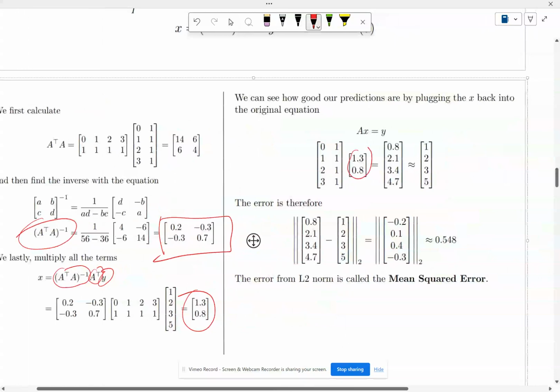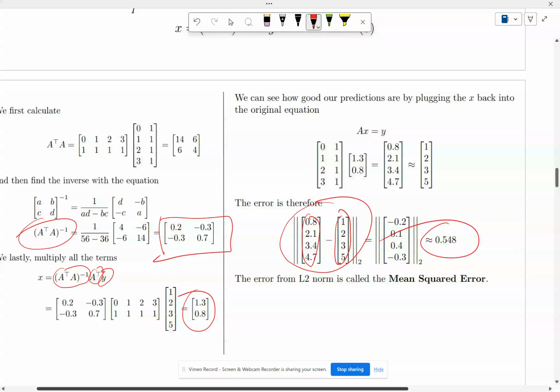Okay, now we plug it back in, 1.3, 0.8, and see how well it did. It did not bad. It's pretty close. 0.8 is an approximation of 1. 2.1, an approximation of 2, 3.4, and 4.7. It's not bad. So this is our prediction. And what we could do is take our prediction and subtract the result, the true ground label. And then we find the norm of that, which gives us the final error. And this is called the mean square error.